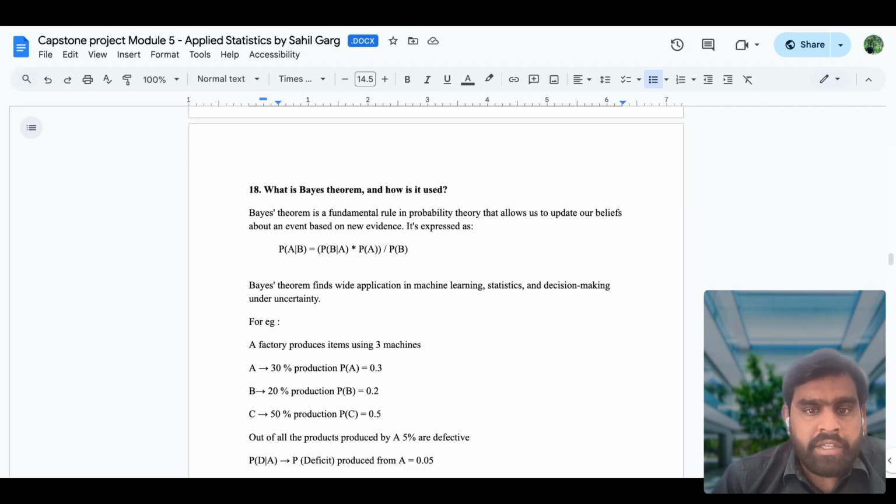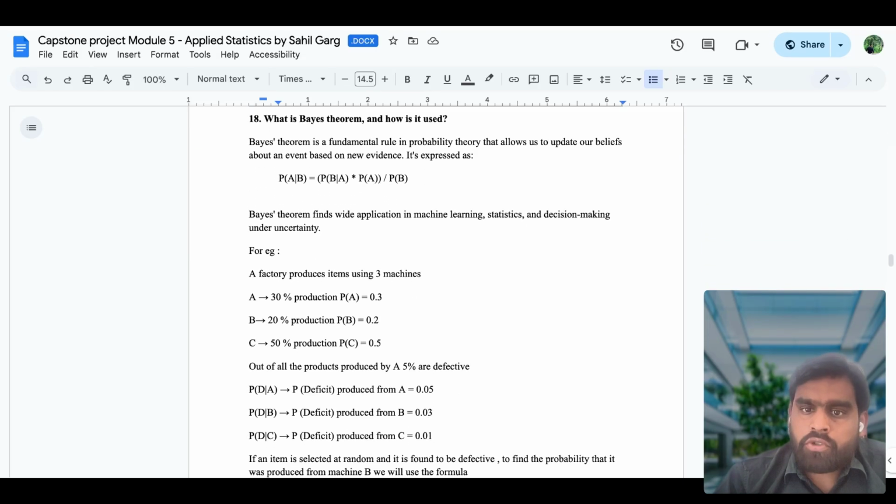Question number 18, what is Bayes theorem and how is it used? Bayes theorem is a fundamental thing, and we know that it is the probability of event A given that event B has already happened. Bayes theorem finds the probability of an event A if event B has already happened, and we have evidence regarding that.